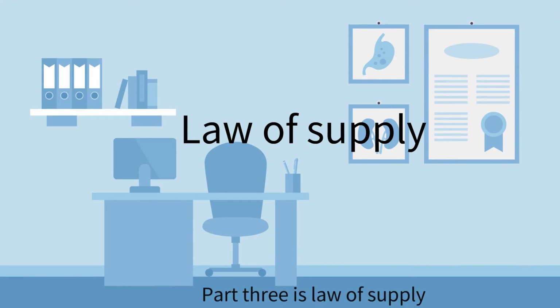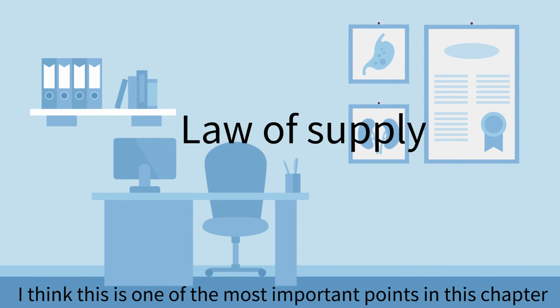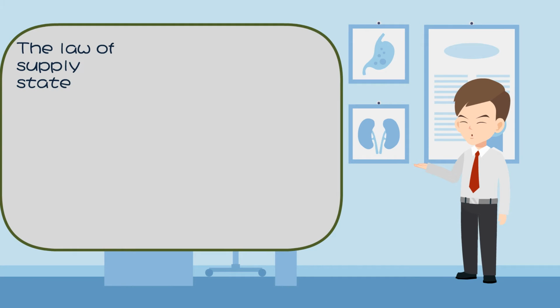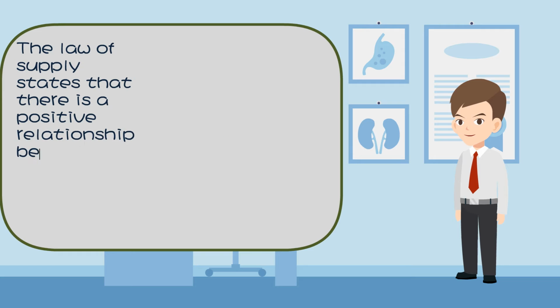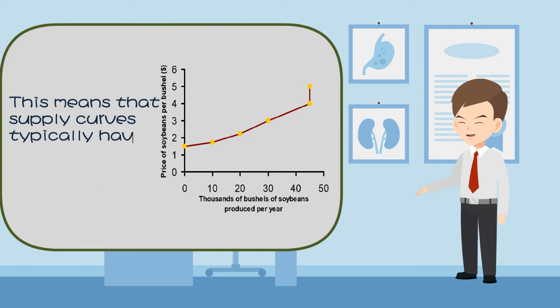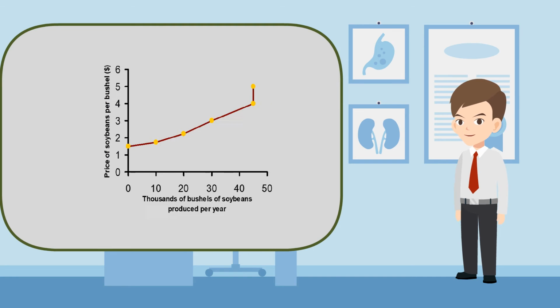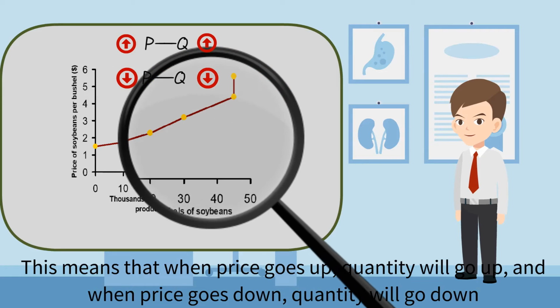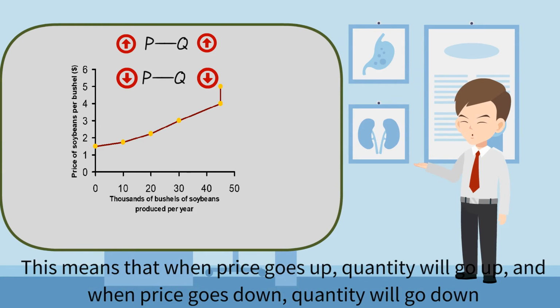Part 3 is law of supply. I think this is one of the most important points in this chapter. The law of supply states that there is a positive relationship between price and quantity of a good supplied. This means that supply curves typically have a positive slope. This means that when price goes up, quantity will go up, and when price goes down, quantity will go down.